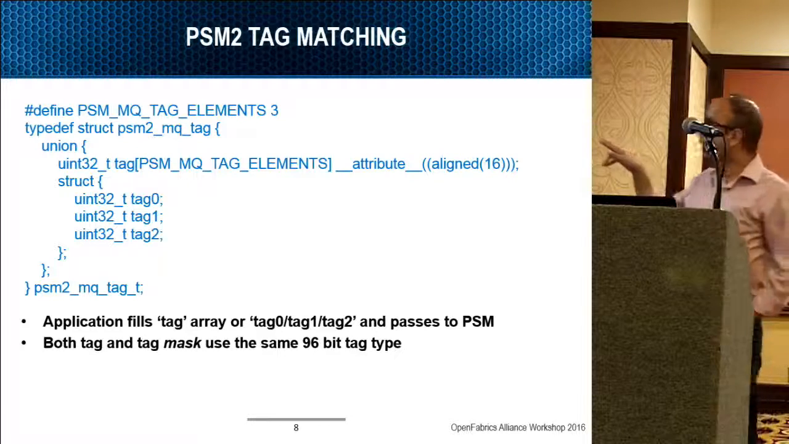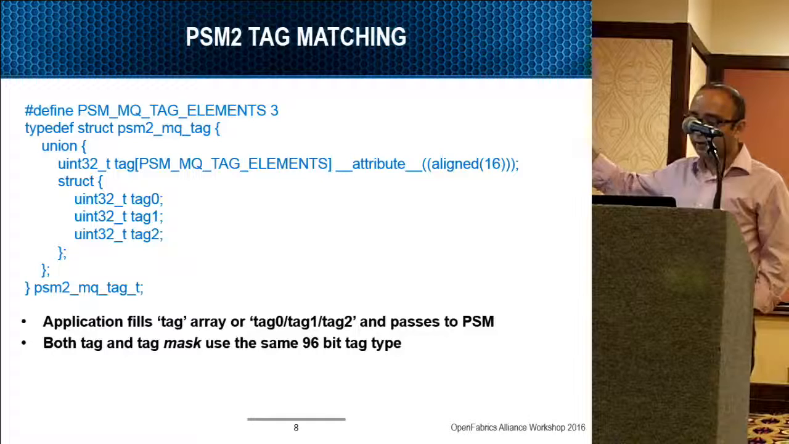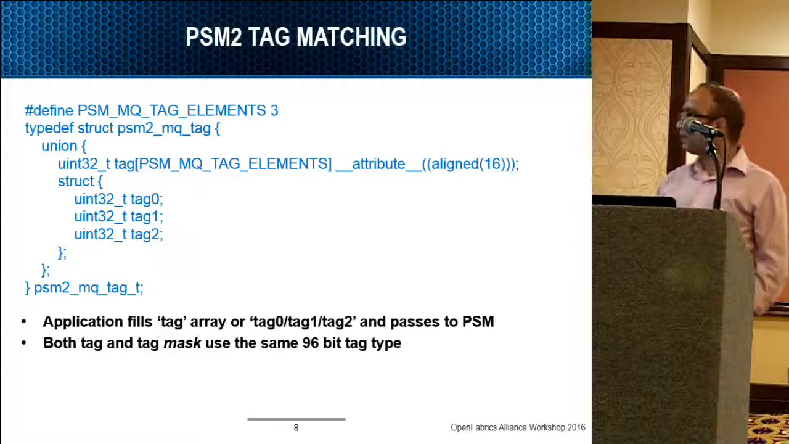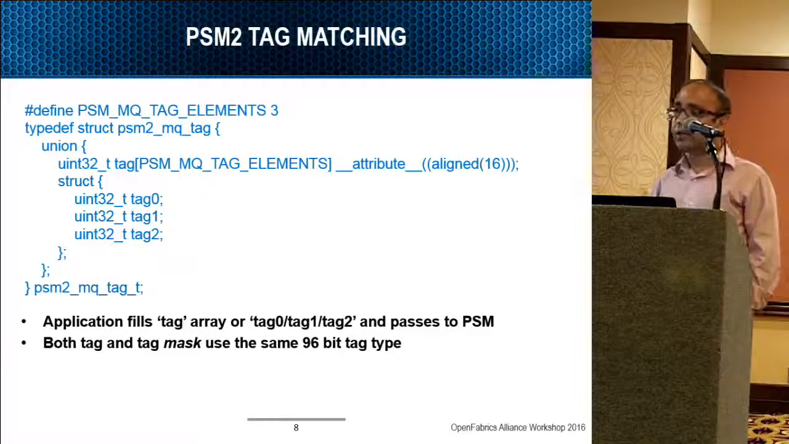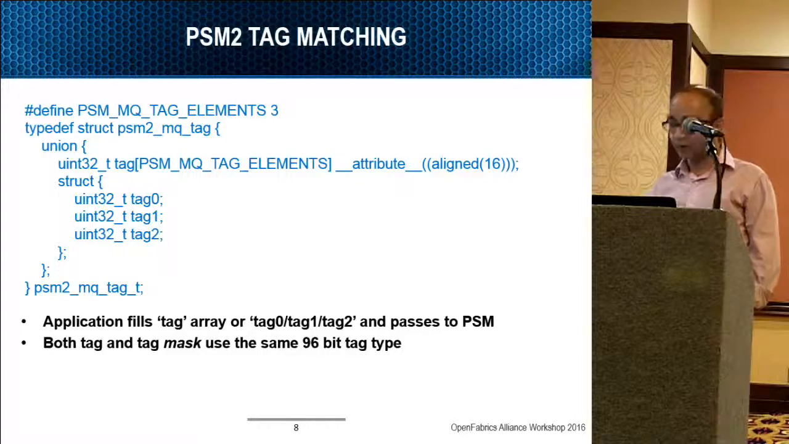Now, quickly through the APIs, this is what the new 96-bit tag looks like, and you can see it's essentially a union of an array and 3 bits. But basically, an application fills up this tag and defines a mask, and the mask is essentially the same structure. And you just say, I care about these bits, I don't care about these other bits, and so on, and you use it in your APIs.